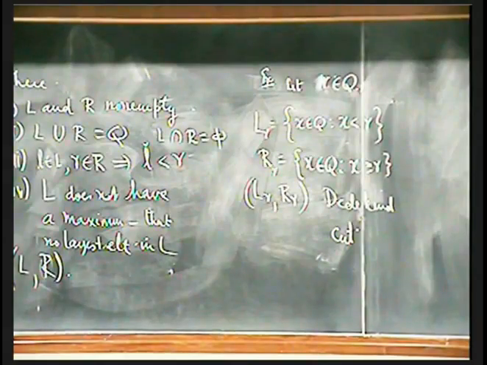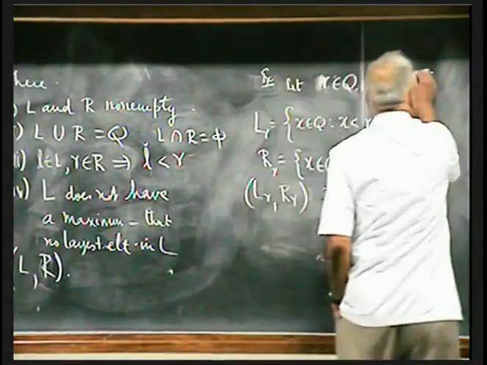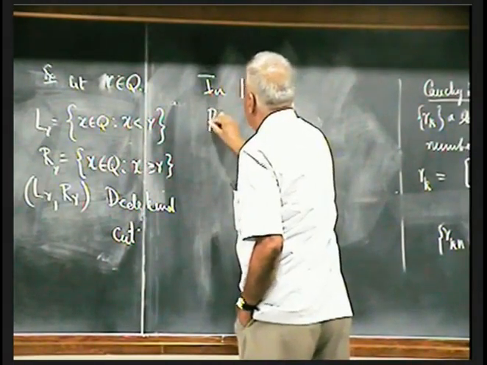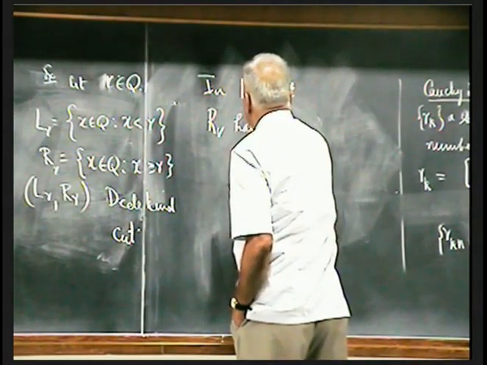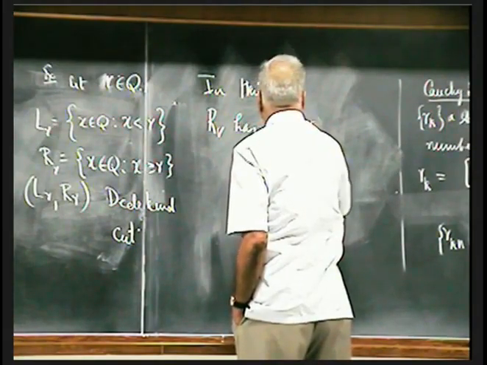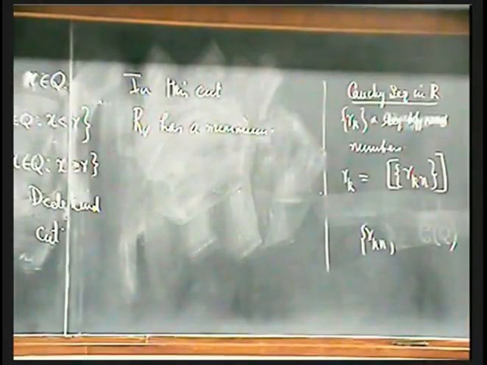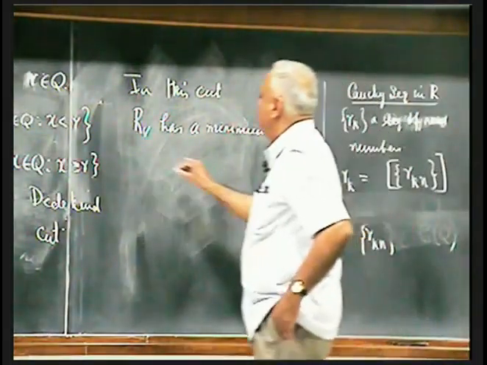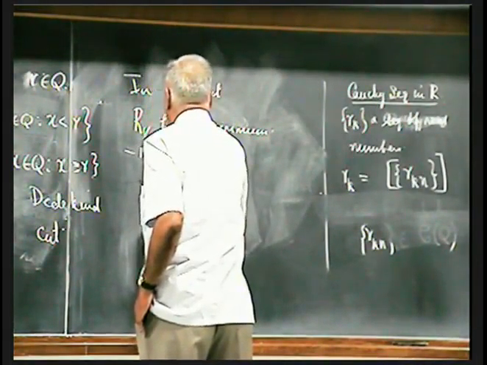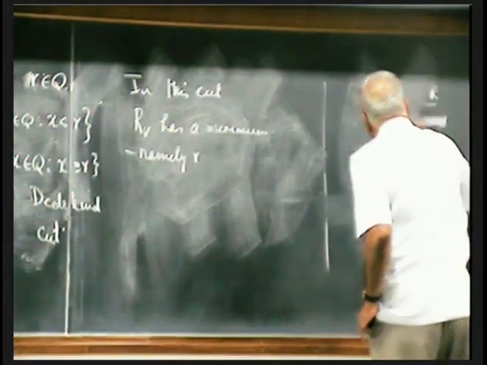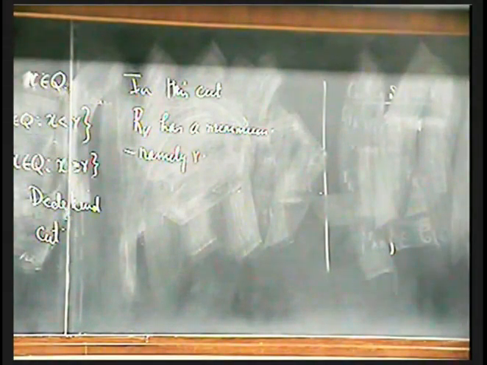In this cut, R has a minimum, the smallest element, namely R. I'll give you another example. So every rational number gives rise to a corresponding Dedekind cut.